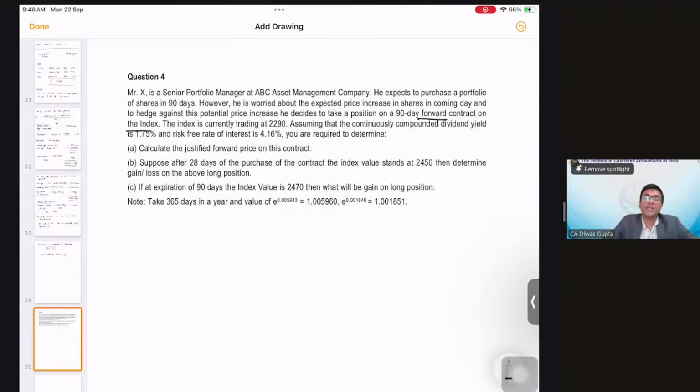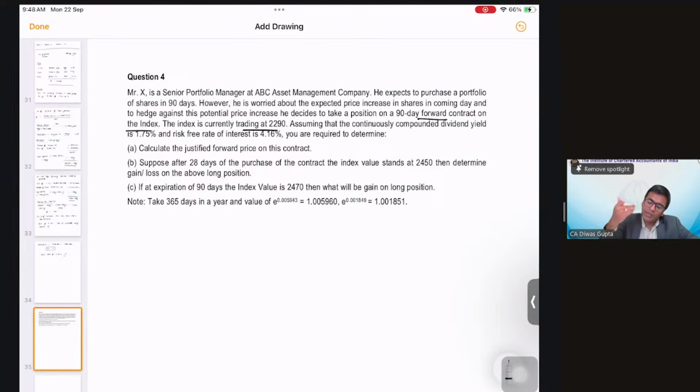So now if you see, the expectation is that the purchasing will happen after 90 days. If the purchasing will happen after 90 days, the clear risk is that if after 90 days the price increases, then what will happen? So for that, they're trying to hedge against the 90-day forward contract. The risk is the index is currently trading at 2290. This is the current trading value of the index.